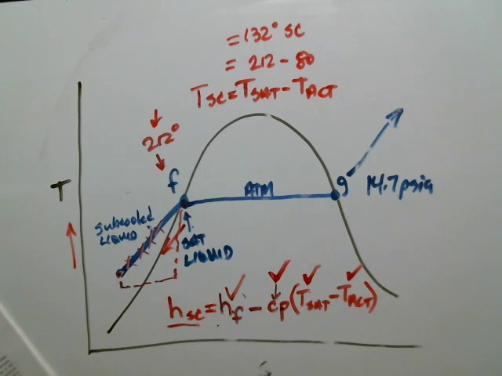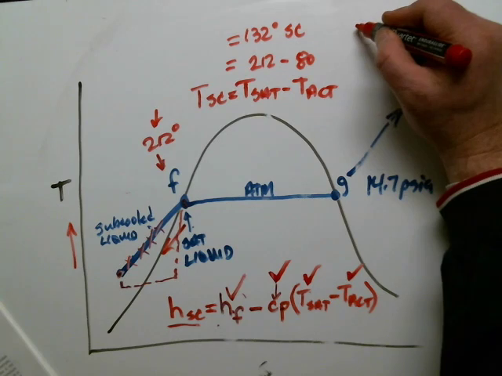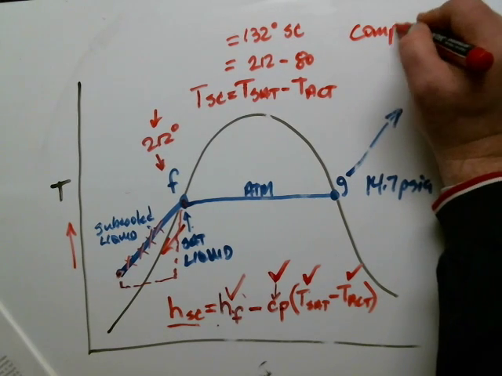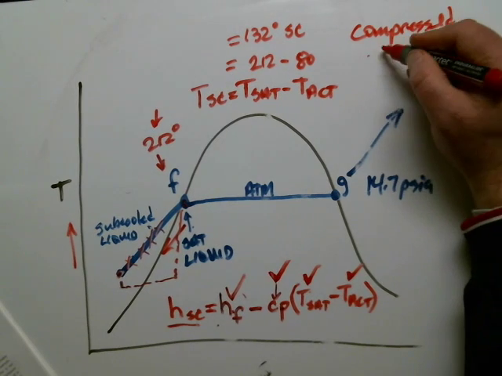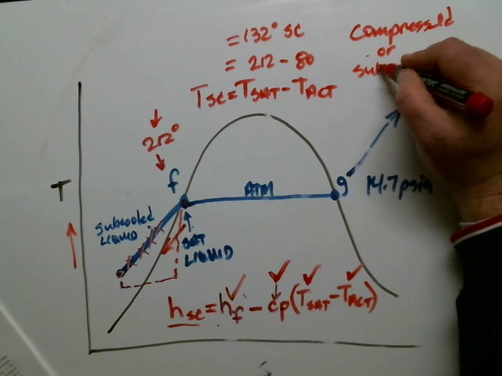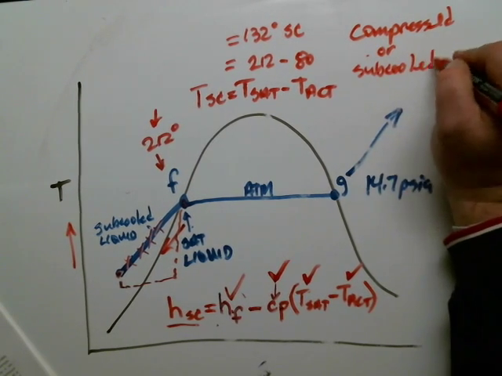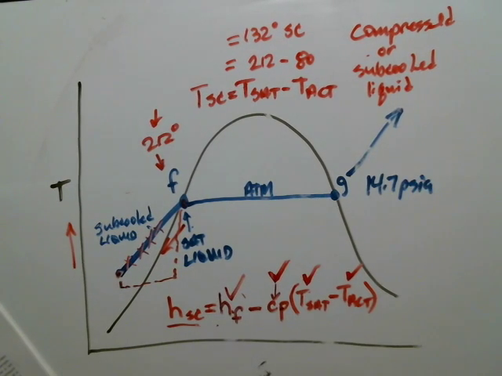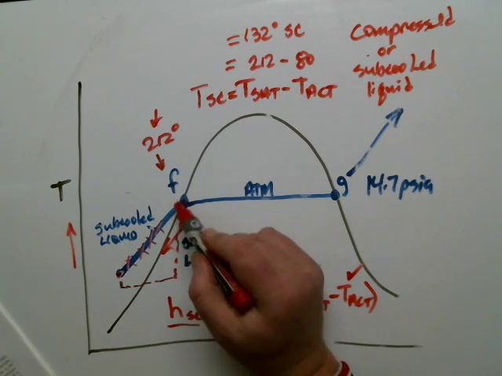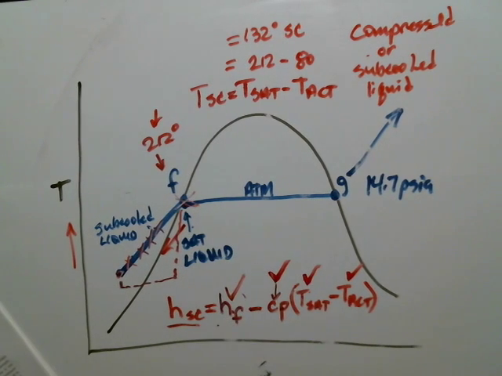Now, another name for subcooled liquid is a compressed liquid, which is one of our knowledge requirements. It's either compressed or subcooled liquid. Just a liquid that exists at an energy less than saturation for those existing pressure conditions.